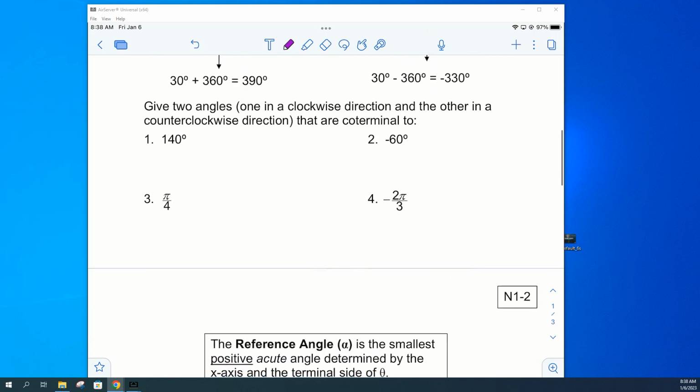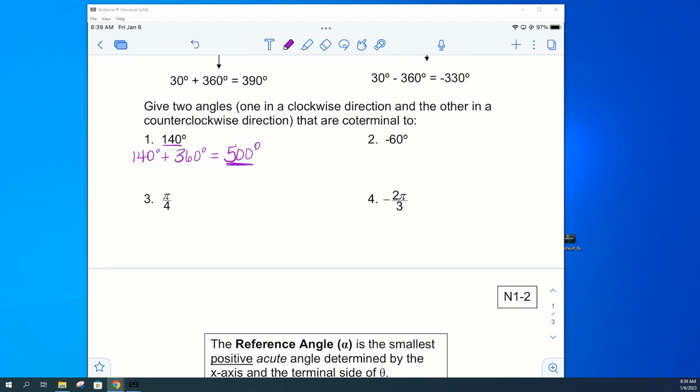It says give two angles, one in a clockwise direction and the other in a counterclockwise direction, that are coterminal to 140. So it doesn't matter which one you do first. I'm going to do the positive one first, so I'm going to go counterclockwise. If I take 140 and add the 360, that gives me 500 degrees, and that would be a coterminal angle. Again, 140 and 500 start and stop at the same spot.